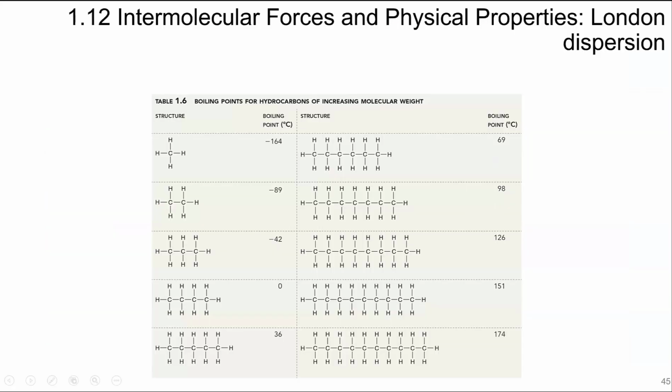Okay, so as you increase the number of intermolecular forces, that also increases the London dispersion, and that will affect your physical properties. So here we have one carbon which has a boiling point of -164. As you increase the size of the molecule, the number of interactions will also increase, and that will bring the boiling point up to 174. So increasing the size of the molecule and increasing those intermolecular interactions will increase the boiling point as well.